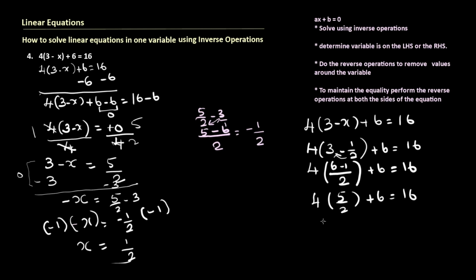So, that makes our equation 4 times 5 is 20. 20 divided by 2 plus 6 equal to 16. 20 divided by 2 is 10. 10 plus 6 equal to 16, which is 16 equal to 16. That is true. That means our solution is right.